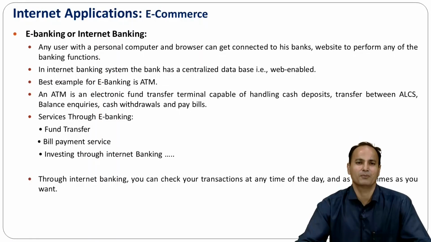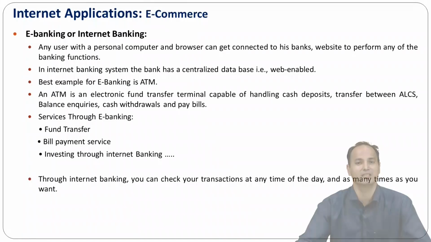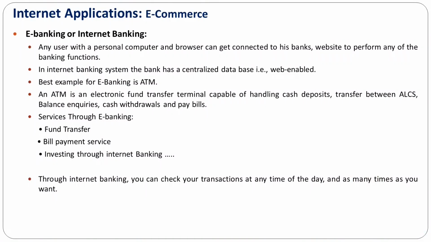Any user with a personal computer and browser can connect to his bank's website to perform any type of banking function or transaction. In an internet banking system, the bank has a centralized database that is web enabled. Of course, there is a centralized database through which we are getting the banking services. The best example of e-banking is the ATM. There are various other kinds of functions and services available, but the ATM is the best example.